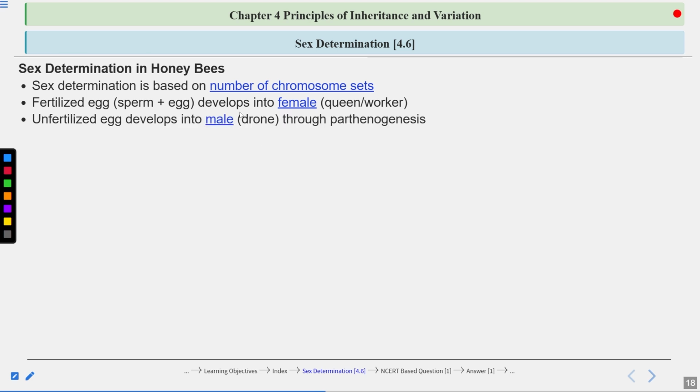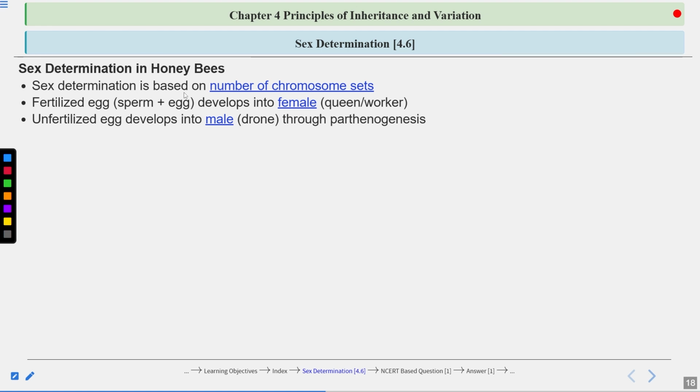Now, how do the males develop? So males are the drones. Males develop without fertilization. So here what happens? The unfertilized egg develops into the males through parthenogenesis. So what is parthenogenesis? Development of the organism without fertilization. So if something is being developed without fertilization, it will be haploid. It will have only n number of chromosomes. So here the males have half the number of chromosomes as compared to females.